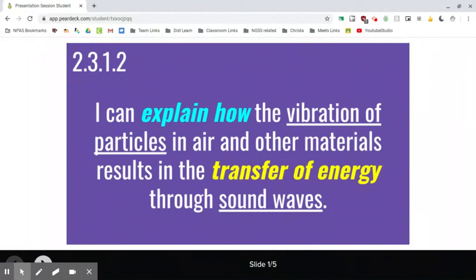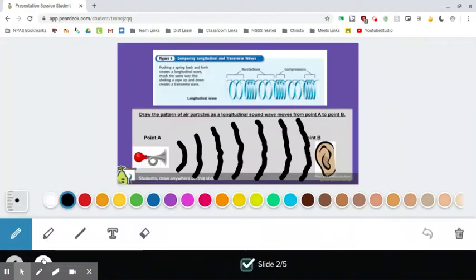eardrum. And I want to just start by reminding you that our I can statement for today is explaining how the vibration of particles in the air and other materials results in the transfer of energy through sound waves. The key idea here is that you should be able to draw particles as they move in compressions and rarefactions from the point where the sound is coming from all the way to the eardrum.